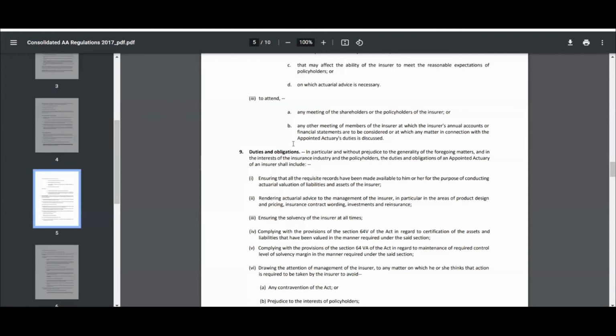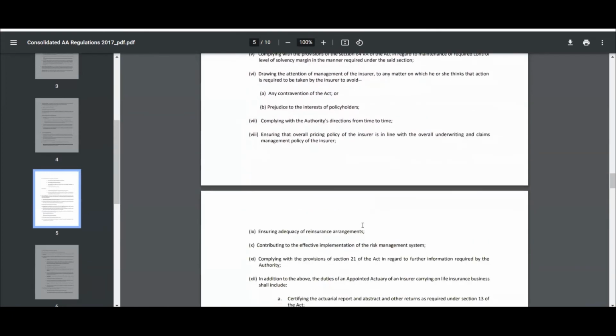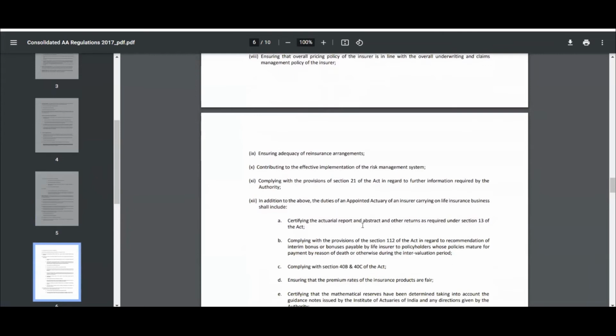So ensuring that the solvency level is maintained at all times, advising the management of the insurer when any action has been taken that is prejudicial to the interest of the policyholder, that is against the interest of the policyholder, any contravention of the act, compliance with section 21 of the act, to provide additional information to the insurers, ensuring that the pricing policy of the insurer does not depart too much from the underwriting and claims policy. This is a point that if you have studied CP1, there is what are the advantages of underwriting, or what does underwriting cover.